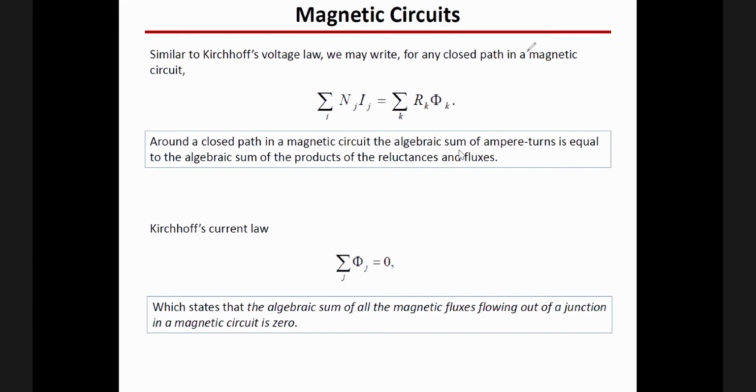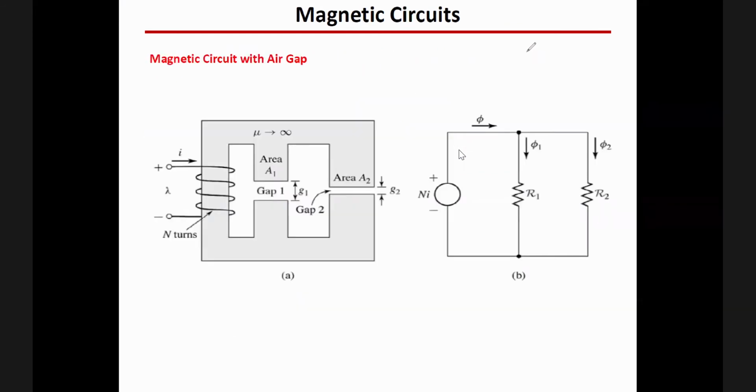We're not going to deal in a magnetic circuit with current. We will deal with flux. We're not going to deal with voltage. We'll deal with F, MMF. Not resistance. We'll deal with reluctance. That's it. Once you do this, you should be able to solve any magnetic circuit.